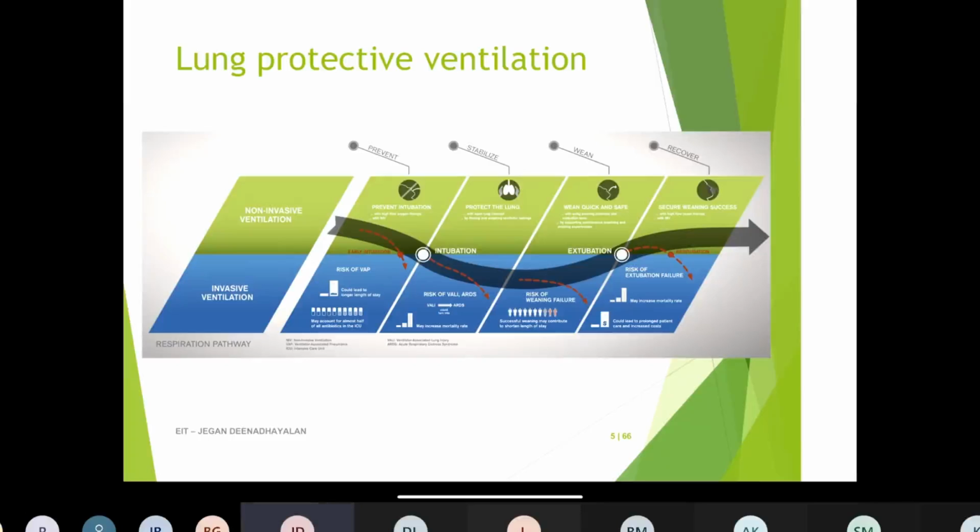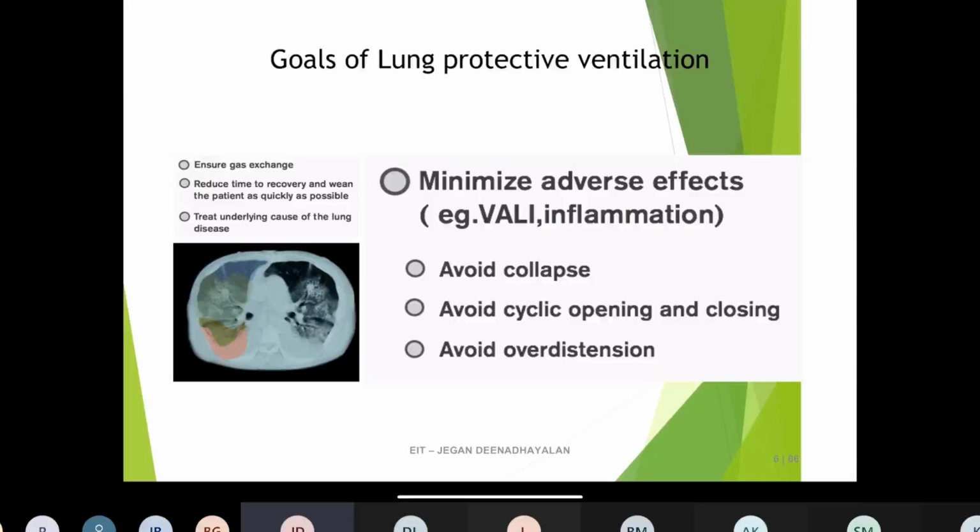The same goes for during extubation. We try to prevent reintubation, and for that it is very beneficial to continuously monitor the patient's recovery phase. What do we really need to maintain the goals of lung protective ventilation? Mainly we ensure gas exchange, and as I mentioned, we need to speed up the weaning process, because as long as you keep the patient on the ventilator, there is more risk of ventilator associated lung injury and also infection, and we need to treat the underlying cause of the lung disease as well.